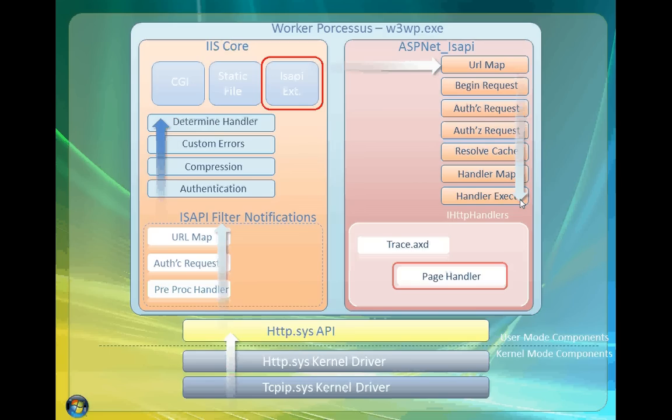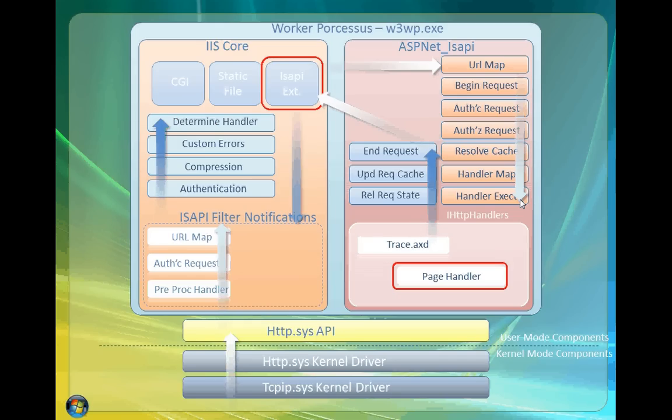So if we select the page handler, we then traverse a couple more stages, which are release request state, update request cache, and end request. We then relinquish control back to the IIS Core part of the code, which will traverse more ISAPI filter notifications on the way out, log and send response, and then send the response back via the HTTP.SYS APIs to the connecting client.